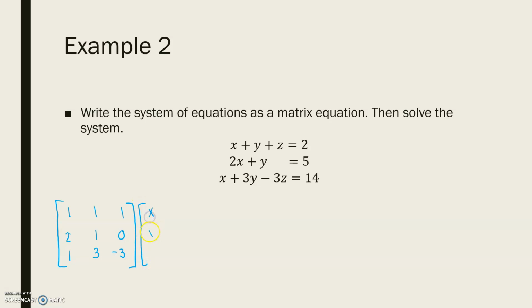And then my variables I'm solving for are x, y, and z, so that goes in the next matrix. And it's going to equal 2, 5, 14.